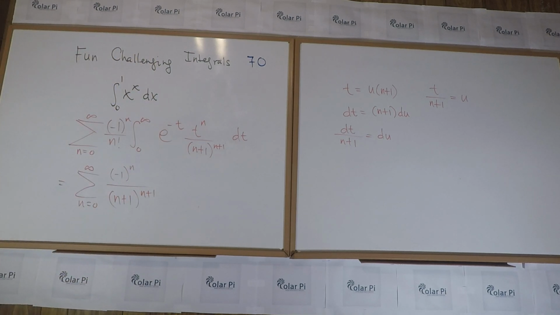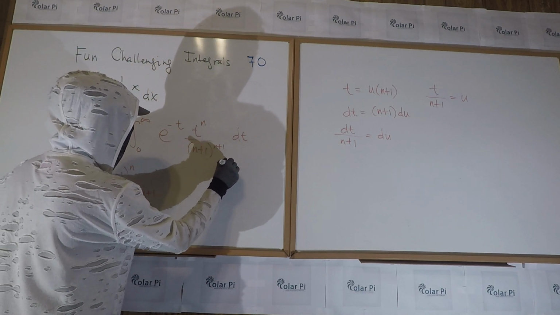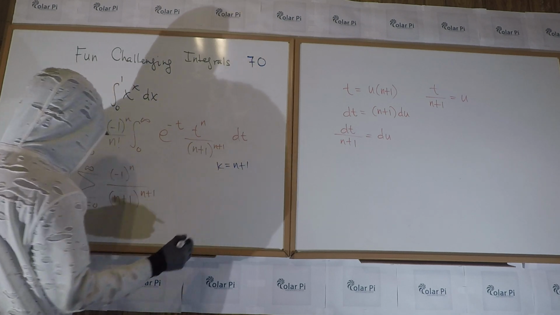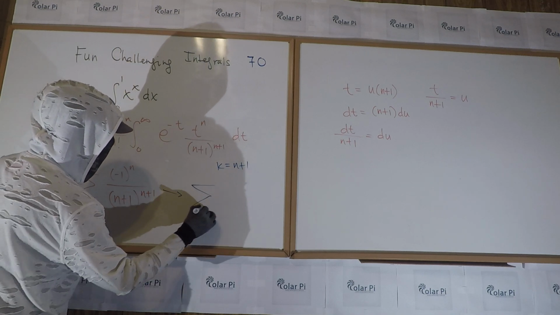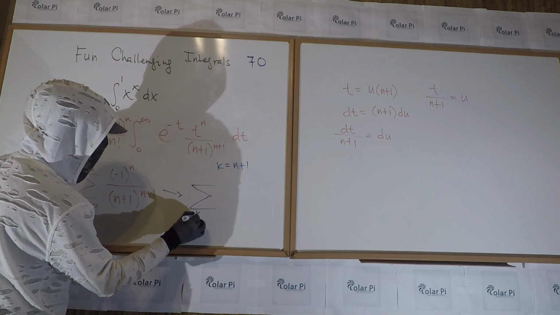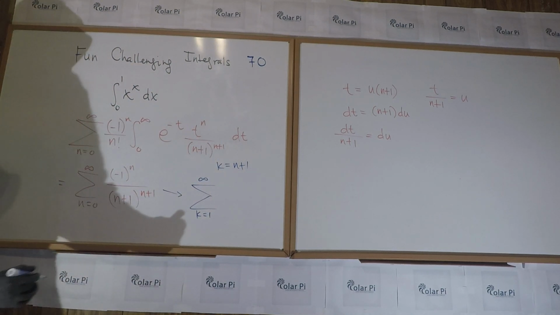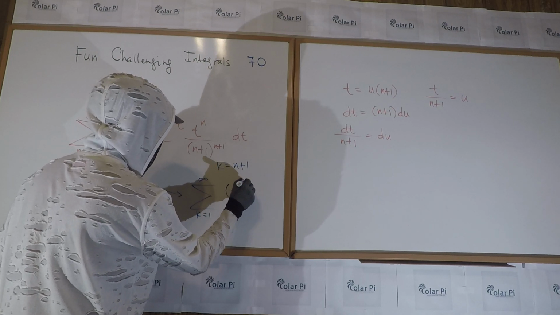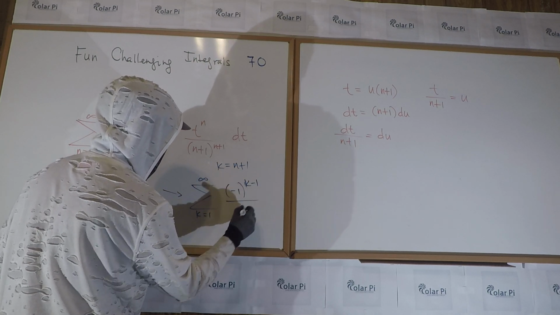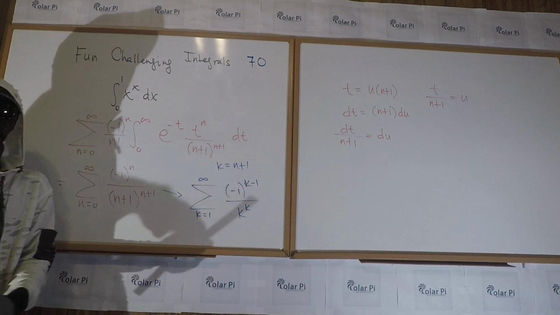Now, before we finish, let's do one more thing, which is let's let k equal n plus 1. Then our final answer can be written as the sum, instead of n equals 0, we get k equals 1 to infinity, of negative 1 to the k minus 1 divided by k to the k. Alright, I'm done. Bye.